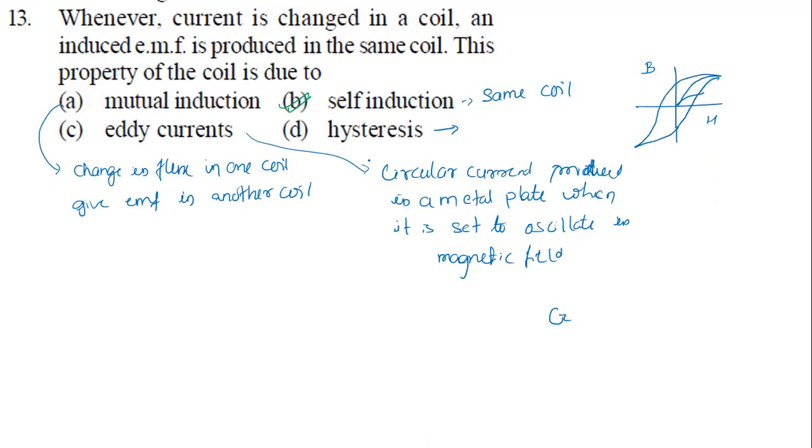So this is about what now? Question number 13. Here we covered how many? 4 questions. Yes or no? So we got to know what is self-inductance, what is mutual induction, what eddy current means, what hysteresis means. Okay. Yes. Next, for this question, the answer is what now? B. Option B is the right answer for the given question.